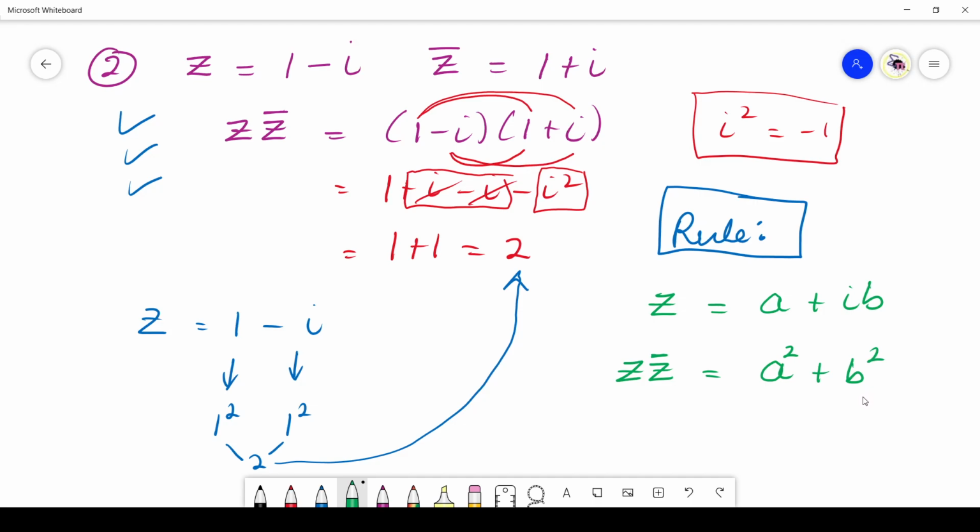Now, why did I even tell you about these things? Because remember we didn't do division of complex numbers last class? Well, guess what? Complex conjugates play a huge role when it comes to division of complex numbers. And you will see that up next.